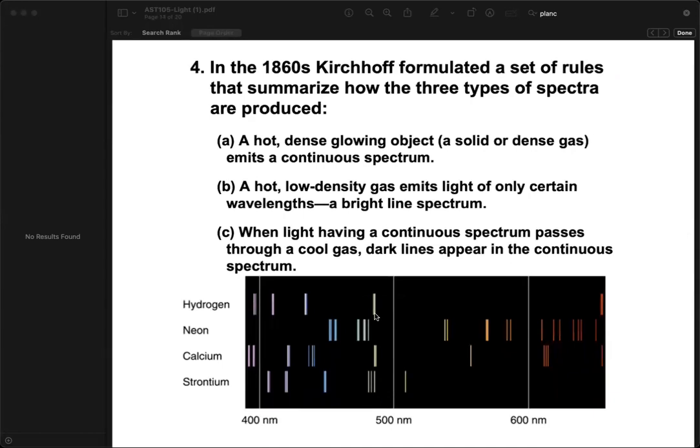Now, it turns out that the stars and the sun emit continuous spectrum. Stars are made up of gas. So one would say, why do they emit continuous spectrum when just on the earlier slide we said only solids emit continuous spectrum? However, if you see the point A, a hot, dense, glowing object, it could be a solid or dense gas. Stars are so big that their gravity compresses the gases into dense formation, and so they emit continuous spectrum.